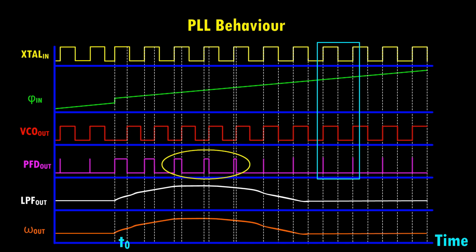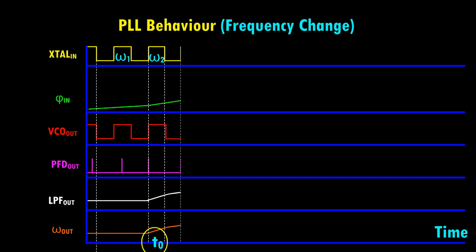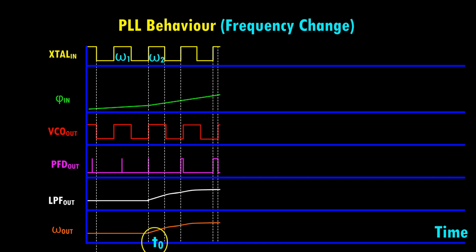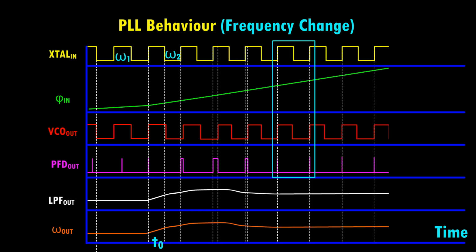Now consider a change in the input signal frequency rather than its phase. At time t0, if the crystal frequency changes from ω1 to ω2, the growing phase error leads to longer phase frequency detector pulses and a rising control voltage. The VCO frequency rises to match and the loop relocks once both frequencies align. Through this mechanism, the VCO tracks the reference signal frequency and phase, achieving the desired frequency stability.